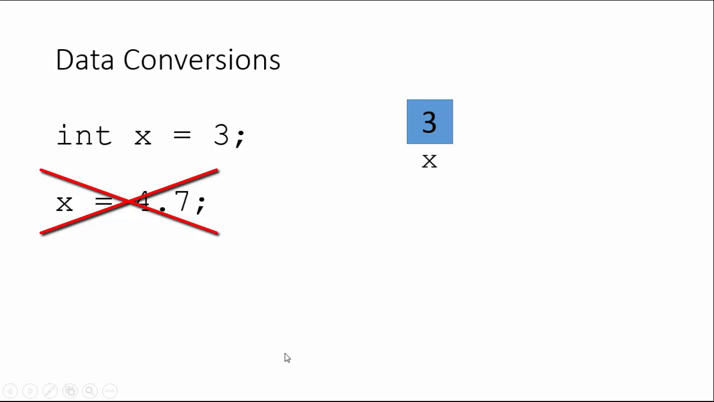If we don't care about losing precision, we can force Java to truncate the decimal portion by casting the double to look like an int. The resulting int can then be assigned to the variable x. In this example, 4.7 is truncated to 4, and 4 is assigned to the variable x.